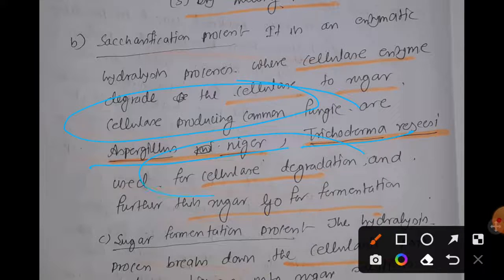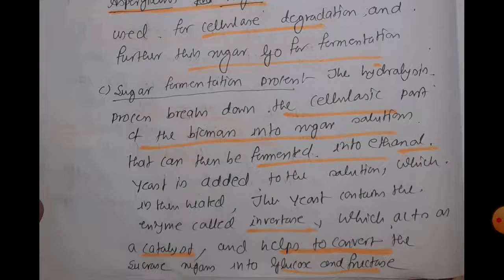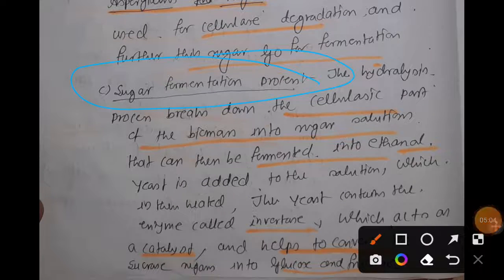That will degrade the cellulose and give you sugar that will be used in the next step, which is known as the sugar fermentation process. In the sugar fermentation process, this sugar will be mixed with yeast, and the solution will be heated. Now remember, this yeast contains a special type of enzyme called invertase. I hope you all know about a special type of reaction called inversion of sucrose. So in this sugar mixture, if sucrose is present, then this sucrose will be converted into glucose and fructose.